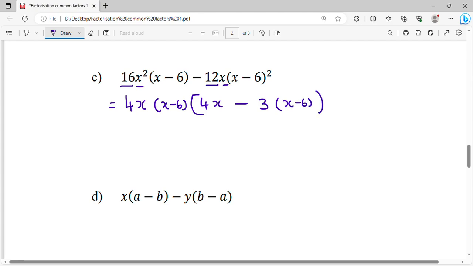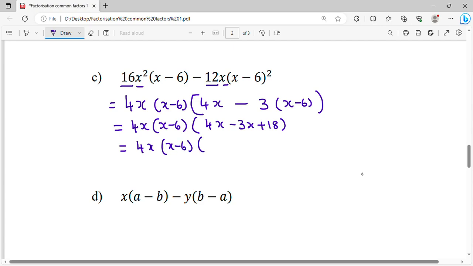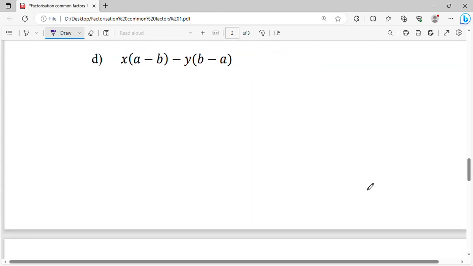Now here you have to do a little more calculations. So I get 4x minus 3x, minus times minus is plus 18. Now I'm not simplifying the brackets, I'm simplifying within the brackets so that I can bring it into the reduced format. So 4x minus 3x is x plus 18. So this is the factorized format, right? Yes. Okay. The next question.